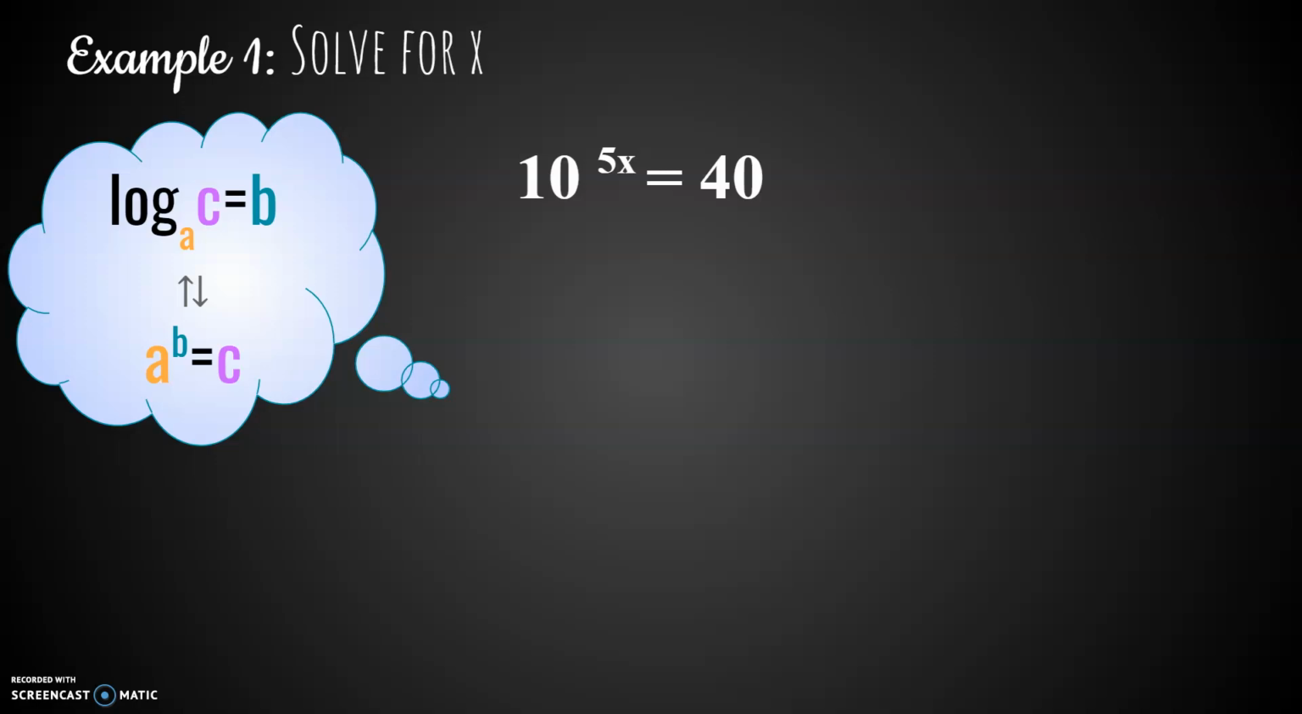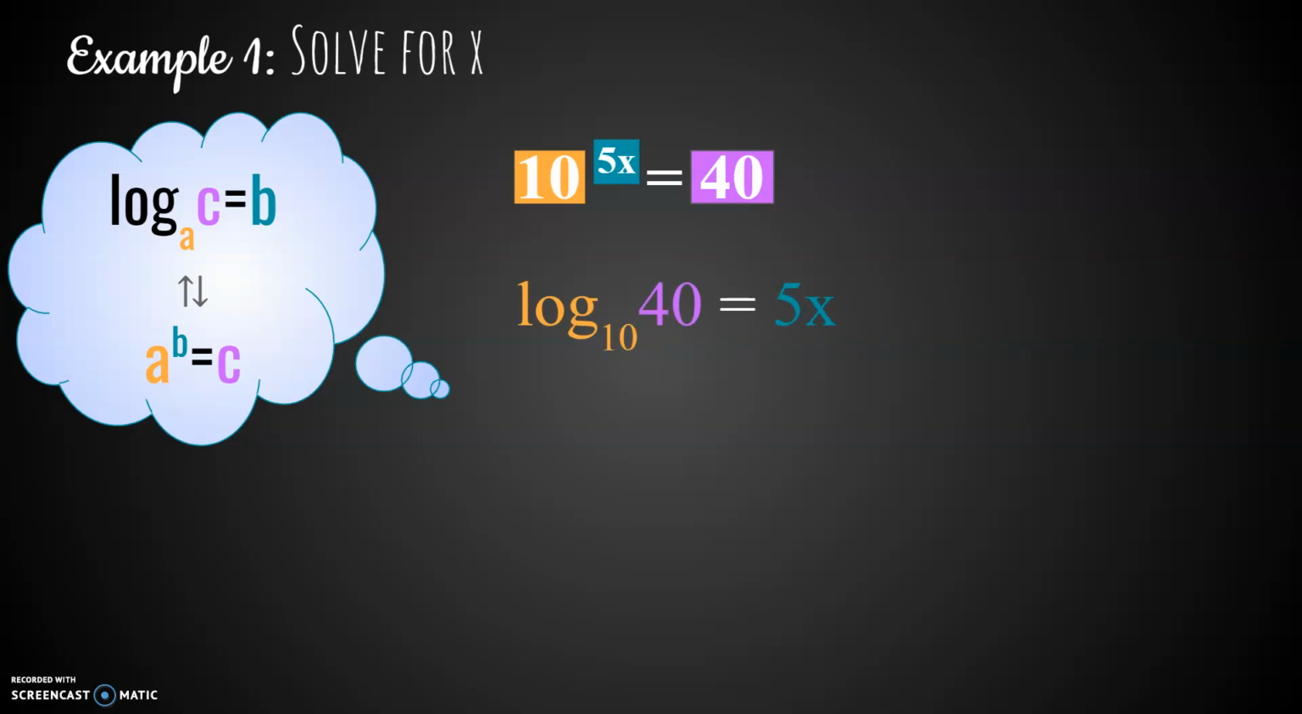To do so, identify which values are a, b, and c. In this case, our a value is 10, our b value is 5x, and our c value is 40. After substituting a, b, and c into our conversion equation, we get the same problem in logarithmic form. Log base 10 of 40 equals 5x.